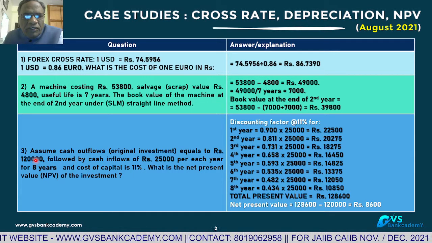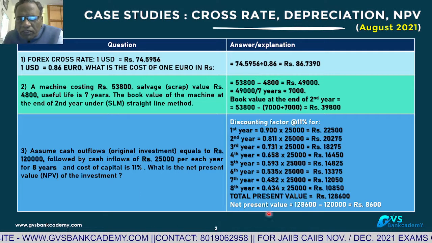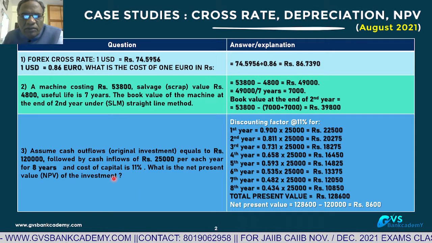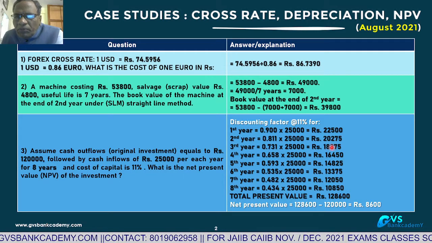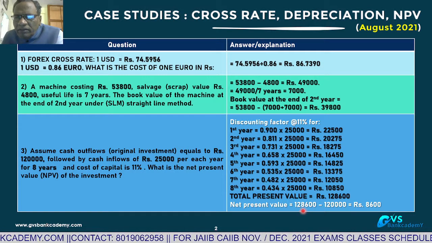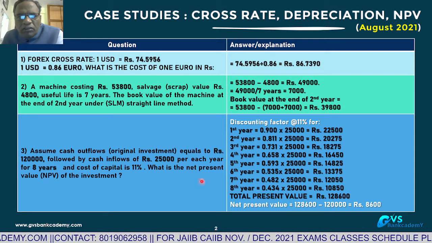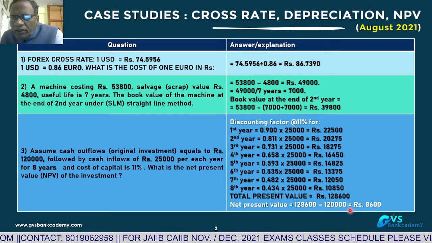What is the investment we had invested? 1,20,000. What is the net present value from this project? That is the answer. Net present value from this project is equal to the total present value, that is 1,28,600, minus the initial or original investment in the project, 1,20,000. So the net present value from this project is 8,600.